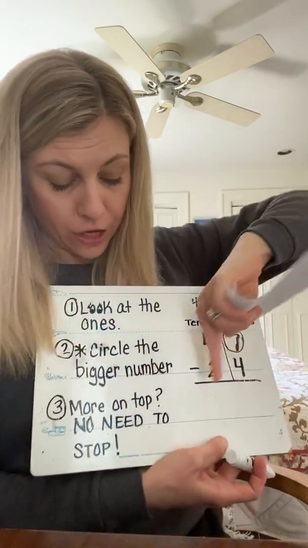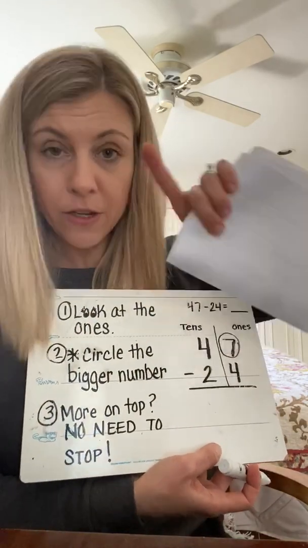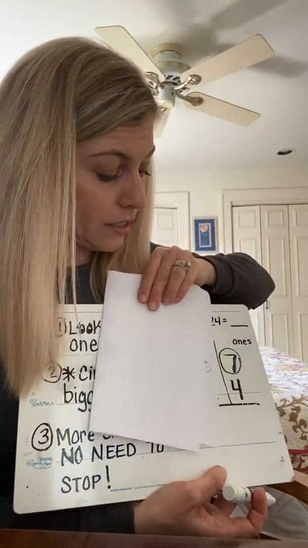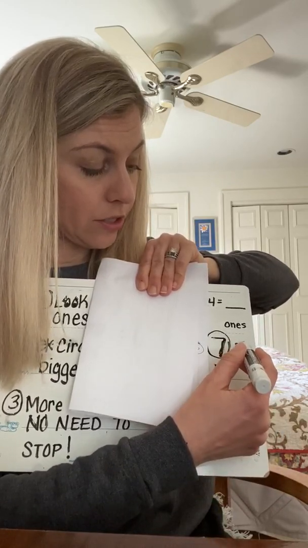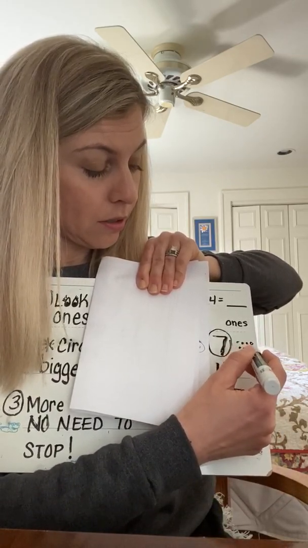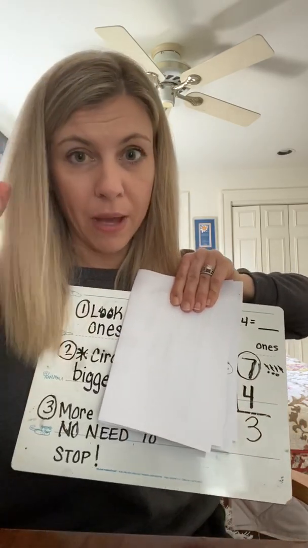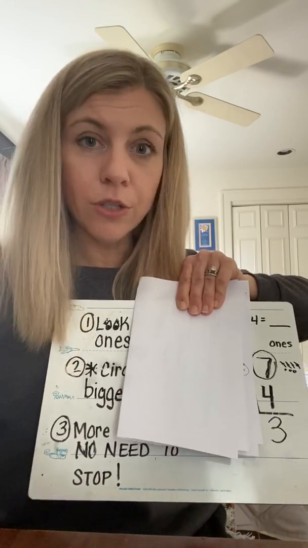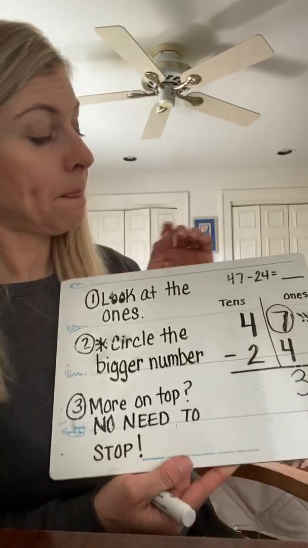Then my next direction says more on the top. Yeah, more on the top. Then there's no need to stop. I don't have to do anything fancy. All I have to do is 7 take away 4. Okay, so you can draw circles and take away 4 of them and you'll get 3. You could count backwards in your head. 7, 6, 5, 4, 3. Okay, you can do whatever you have to do to solve that problem. You can draw yourself a number line.